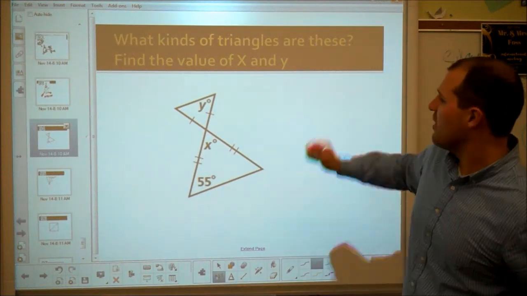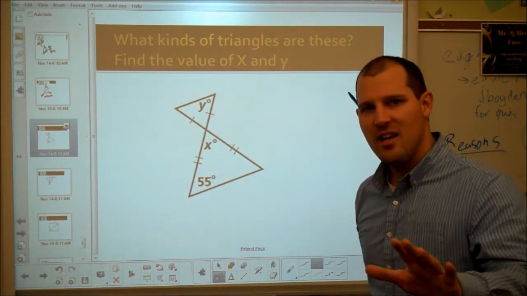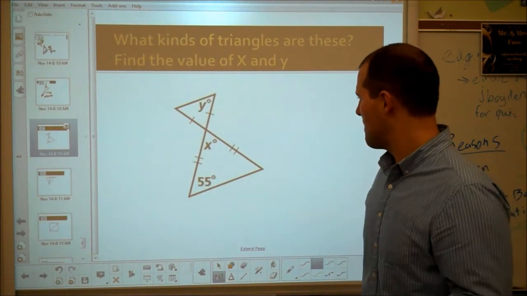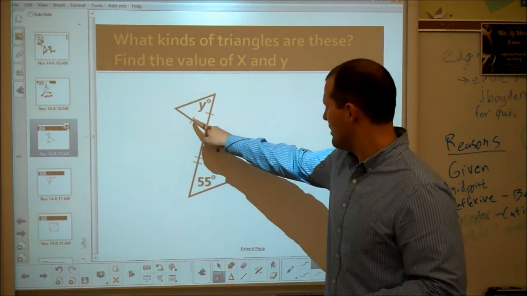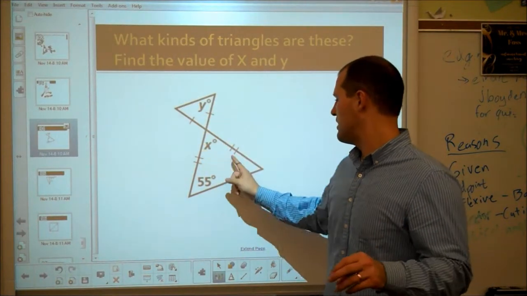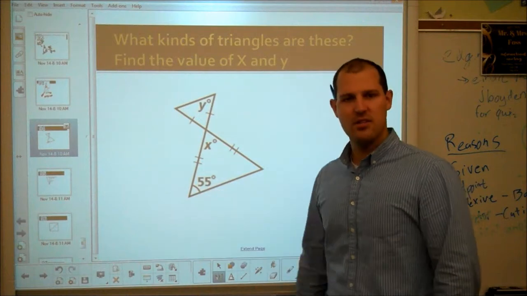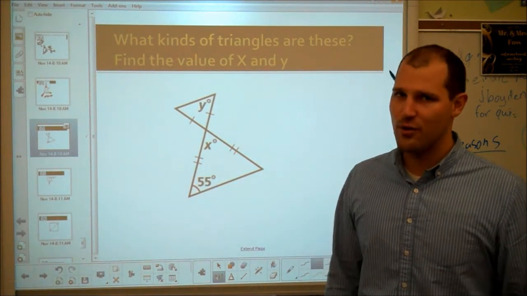Okay, so first of all, what kinds of triangles are they? Look at the marking, compare that to the beginning of the lesson. See if you can figure out what kind of triangles we're dealing with. Okay, these ones are isosceles. Two sides are the same, third side is different. Why is that helpful? Because if this is 55, there's another angle that you know right now is also 55.